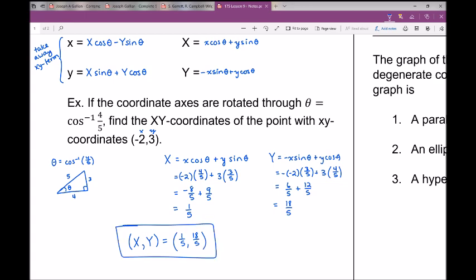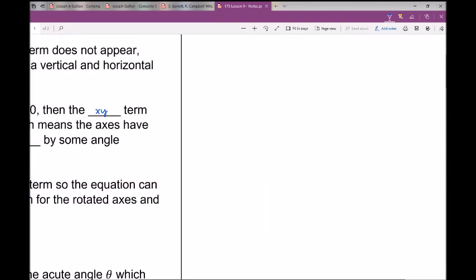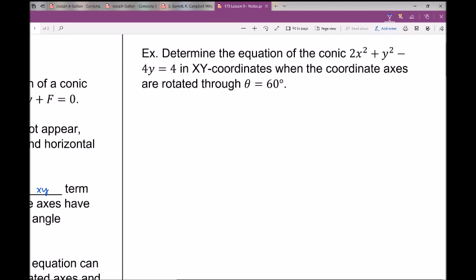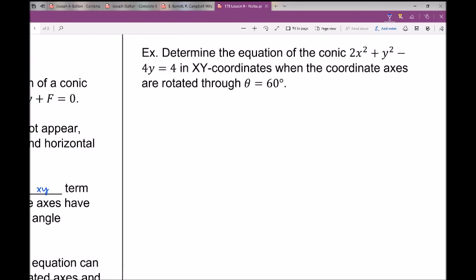All right. So now let's look at an equation. So we've done a point. Let's actually look at an equation. So we want to determine the equation of the conic 2x squared plus y squared minus 4y is equal to 4 in big XY coordinates when the coordinate axes are rotated through theta equal to 60 degrees.